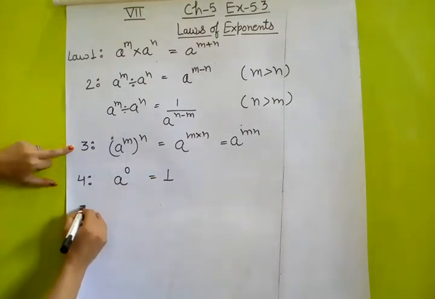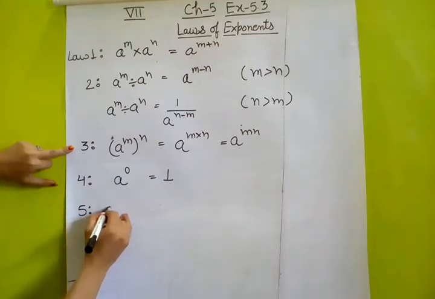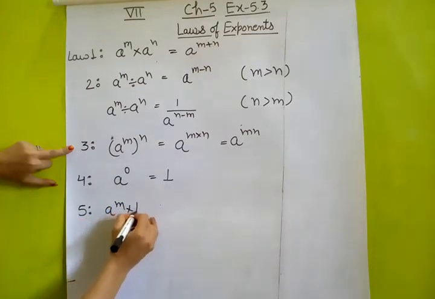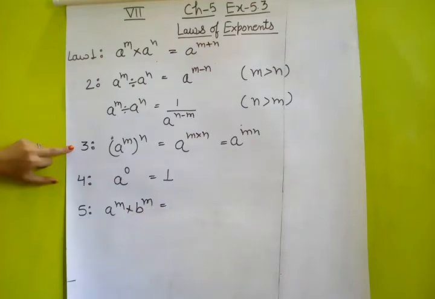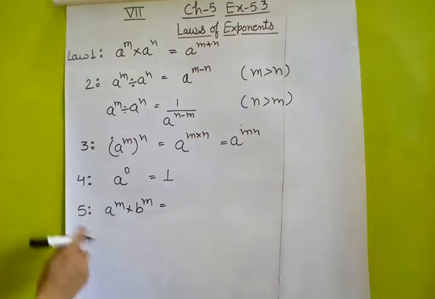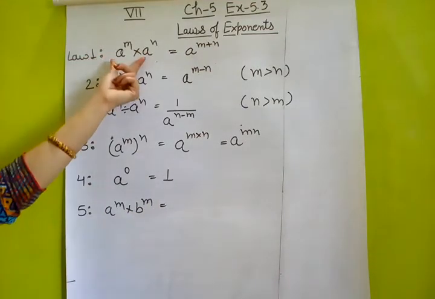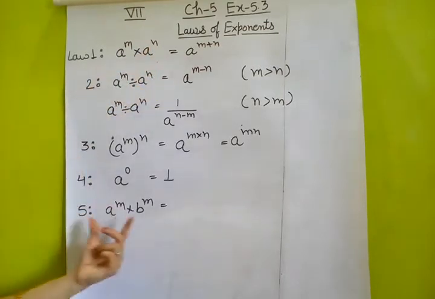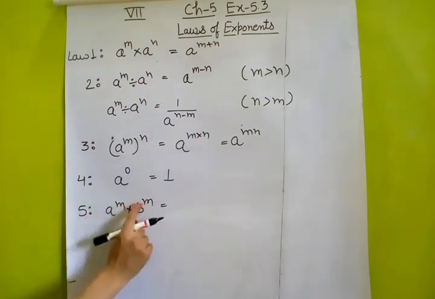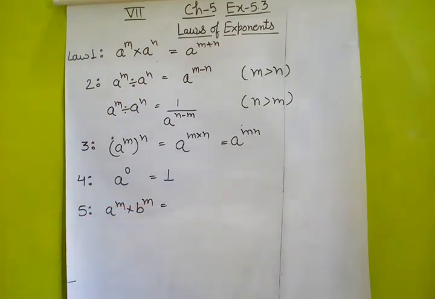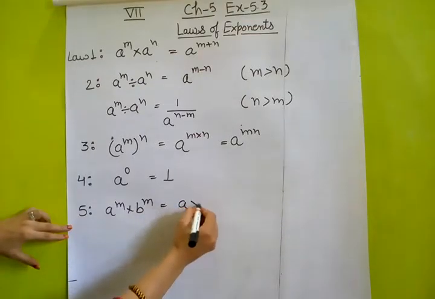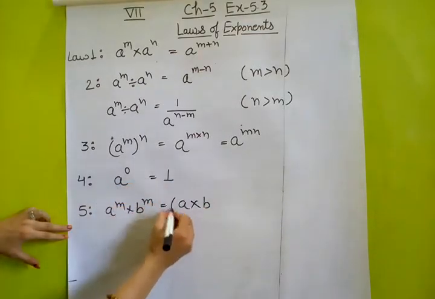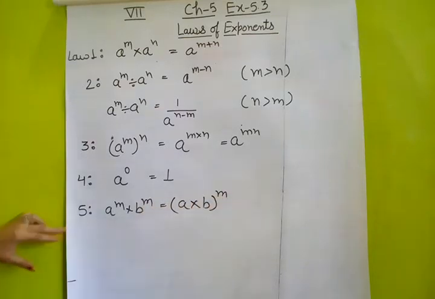And now student, the last, number 5: a raised to power m and b raised to power m. Students, here you can see in the first law the bases were the same and the powers were different. But here student, the powers are the same and the bases are different. So what you will do students, a multiplied by b and the power will be the same, that is m. So student, these were your 5 laws of exponents.